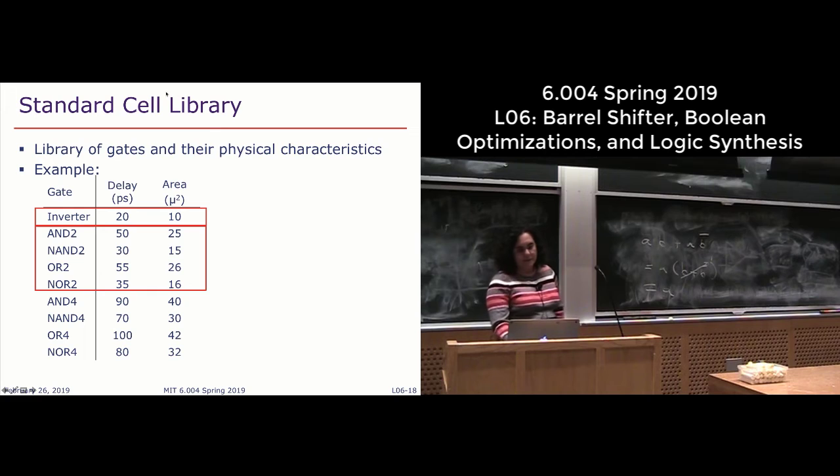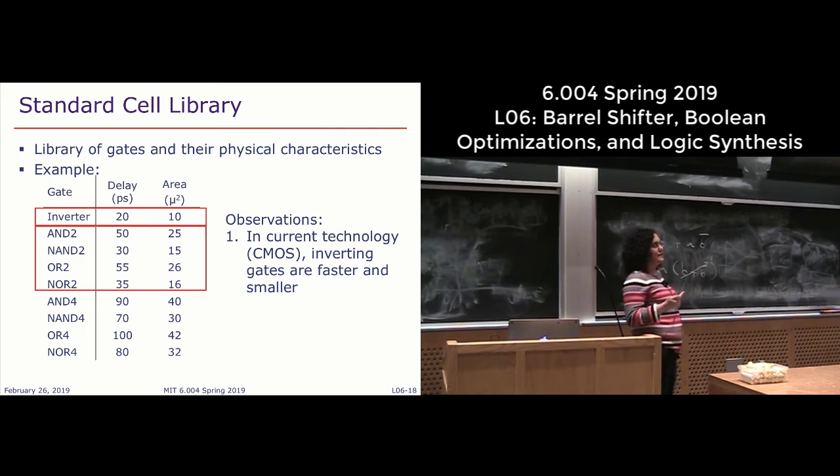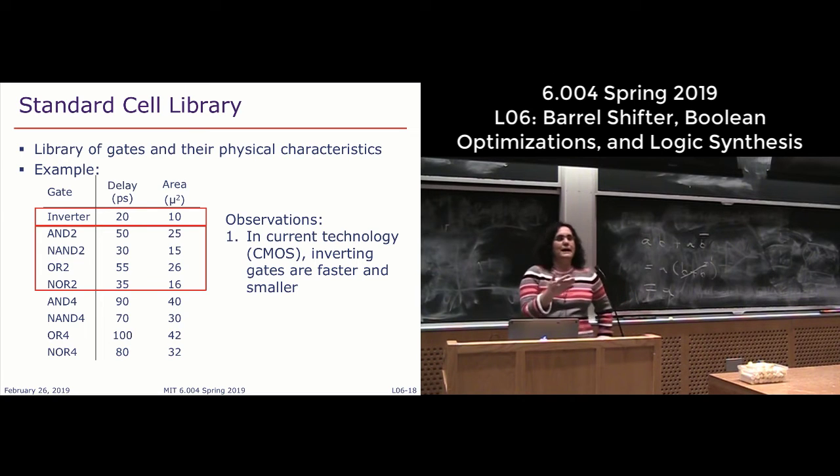Now, if I look at the numbers associated with these two input gates, the first observation that I want you to make is that in current technology, inverting gates are smaller and faster than non-inverting gates, okay? And so typically what you'll see is that when we actually go to convert our circuits into gates, you're going to see a lot of these inverting gates, the NANDs and NORs, used in the ultimate structure of the circuit that is created.